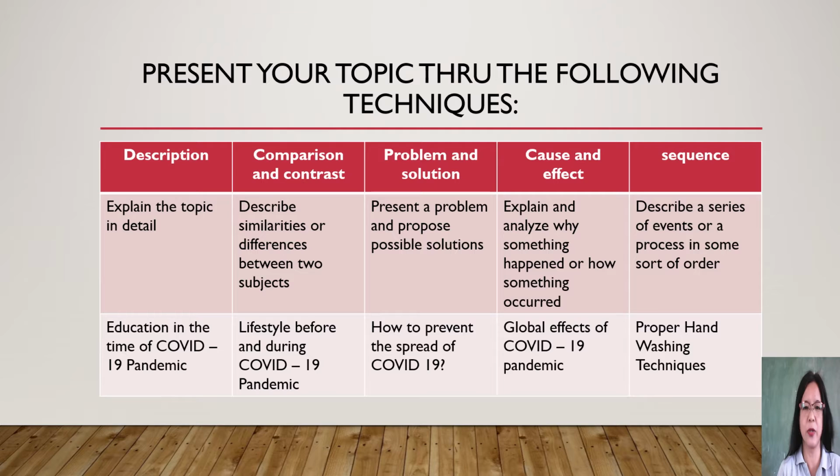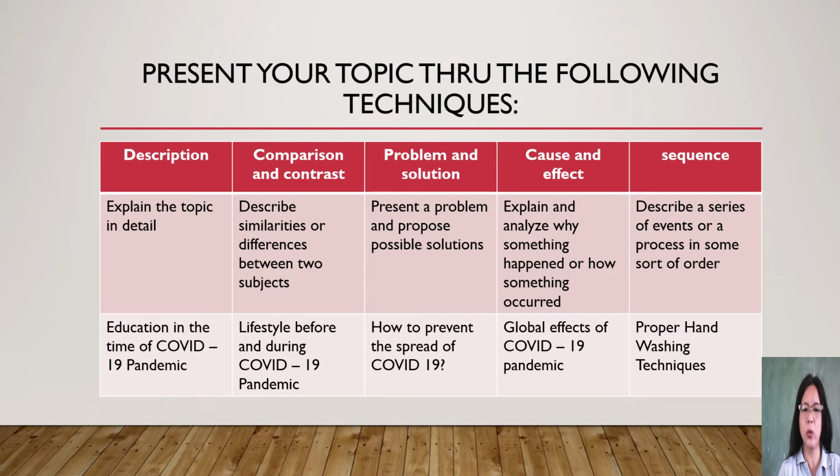Next, you have comparison and contrast. Here you're going to describe similarities or differences between two objects. Example again, your topic is about the lifestyle before and during the COVID-19 pandemic. Here you just give the similarities and differences of lifestyle before and during the pandemic.